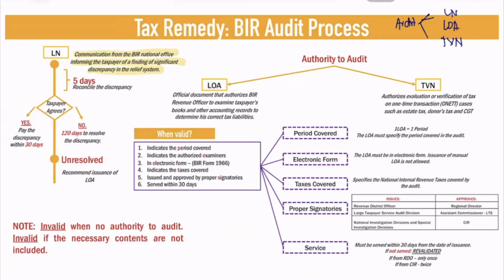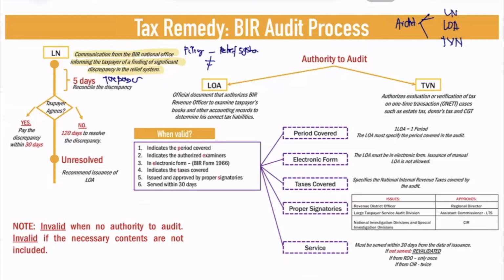So what happens here? There is a filing, and based on the RELIEF system of the BIR, the filing does not correspond with the filing in the RELIEF. Based on that, there will be a letter of notice. From the letter of notice, the taxpayer is given 5 days to reconcile the discrepancy. After that, what will happen? If it is reconciled, then there will be no problem.